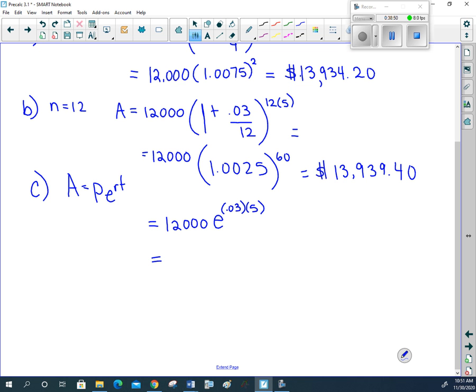Let's figure out what that number is. 12,000 times E raised to the 0.03 times 5 power. I just typed it all in at once. And we end up with $13,942.01. So even a little bit more if it's compounded continuously.